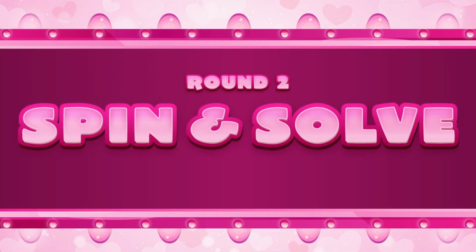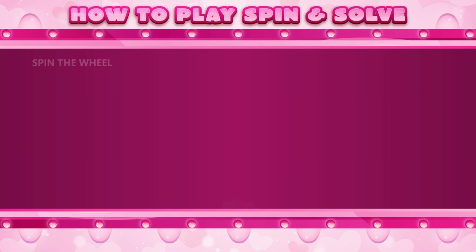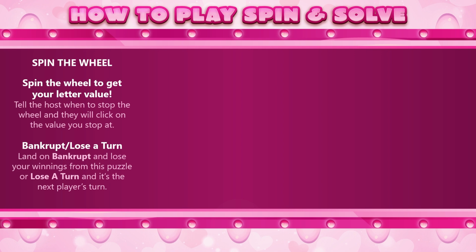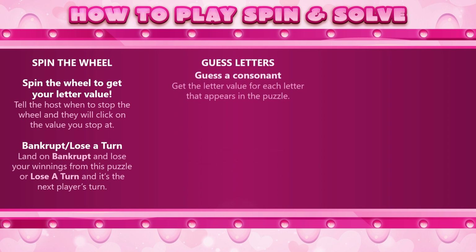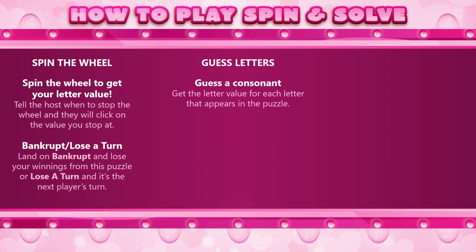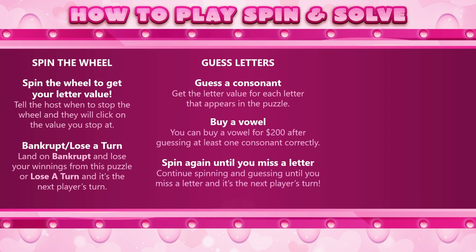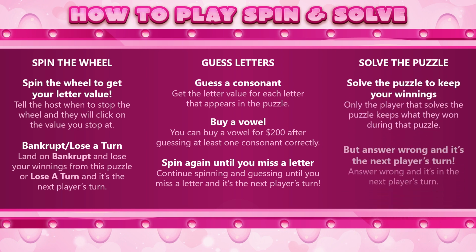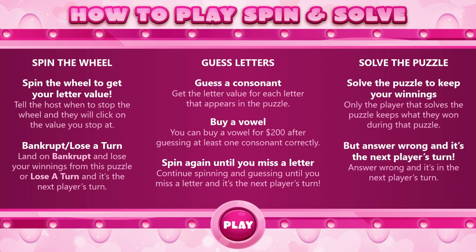Round 2 is Spin and Solve, and it again starts with instructions on how to play. The player will spin the wheel, and if they land on a letter value, they can guess a consonant. They will get that letter value for each letter that is in the puzzle. After they guess at least 1 consonant, they can choose to buy a vowel, spin again, or solve the puzzle. Only the player that solves the puzzle keeps their winnings from that puzzle. The others will be reset to 0.